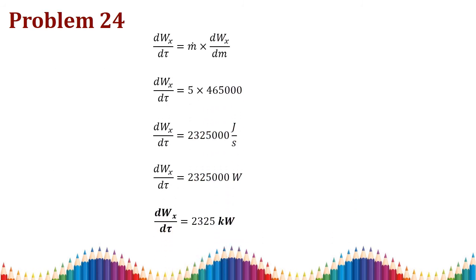But I need dWx by d tau, so I am multiplying this term with the mass flow rate. What is the unit? This unit is joule per kilogram and this unit is kilogram per second. Then kilogram will get cancelled and the unit will become joule per second. Then your dWx by d tau will be 2325 kilowatt.